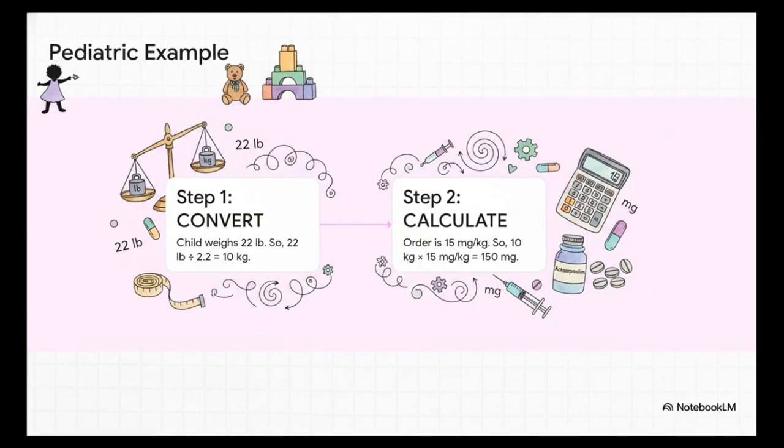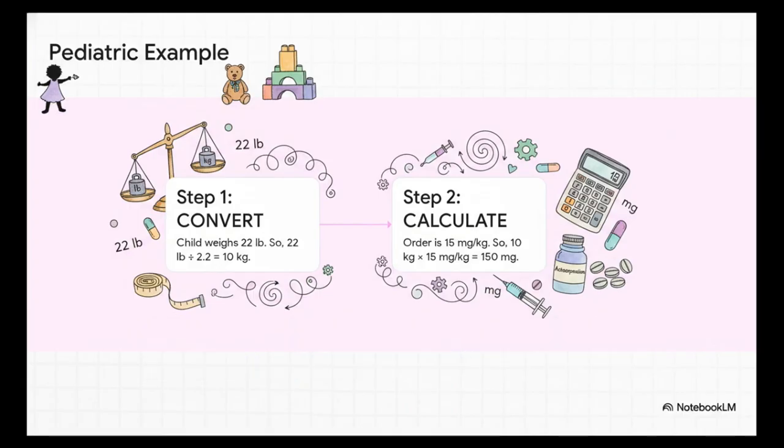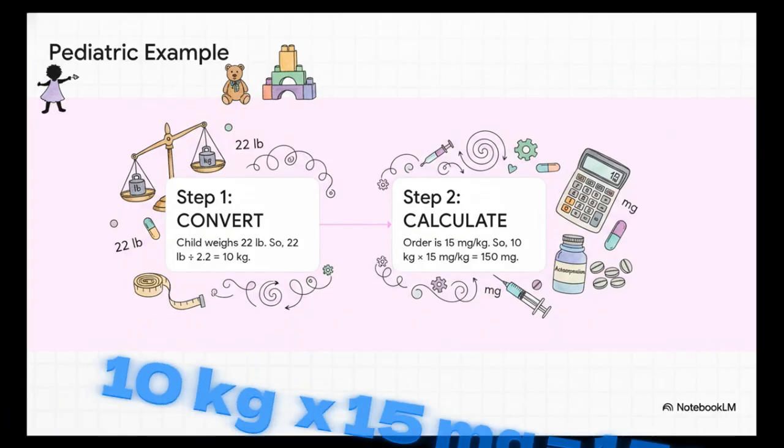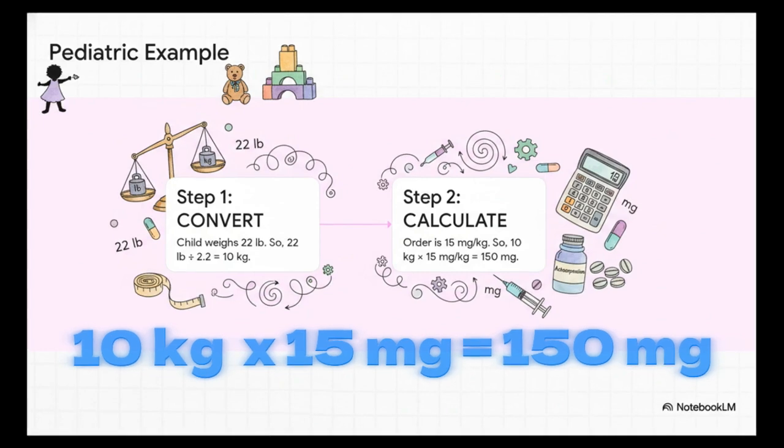Okay, now for a more common scenario, one that you're going to see all the time, especially in pediatrics. A child weighs 22 pounds. The order is for 15 milligrams per kilogram of acetaminophen. Step 1, always convert the pounds to kilograms. So 22 pounds divided by 2.2 gives us 10 kilograms. Now we can use our formula. 10 kilograms times 15 milligrams per kilogram of body weight is going to equal 150 milligrams. So our dosage is 150 milligrams.